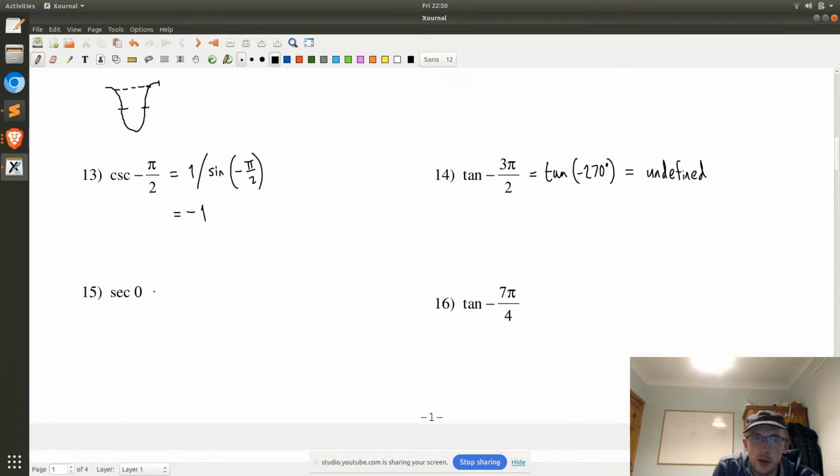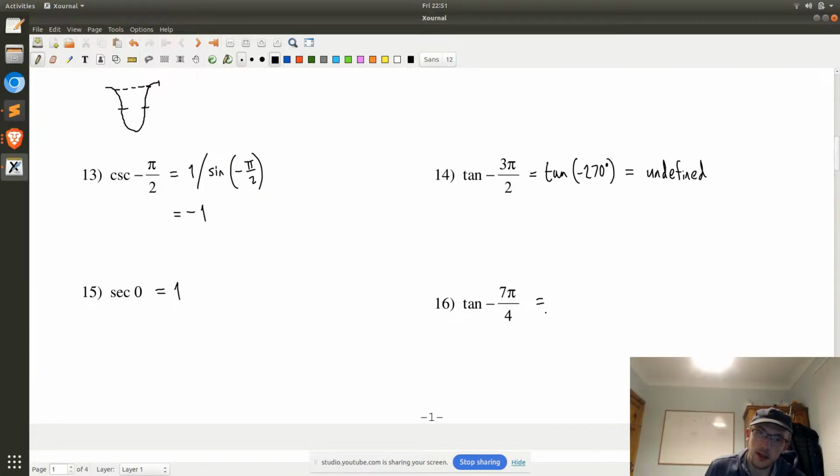Secant of 0, whatever, 0 degrees, 0 radians, doesn't matter. That's 1 over cosine of 0. And cosine of 0, well, that happens to be 1. And therefore, this is 1.